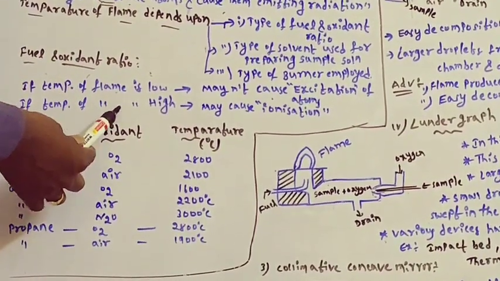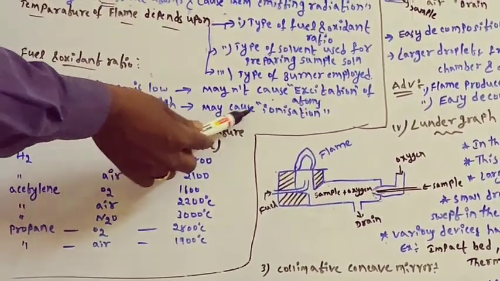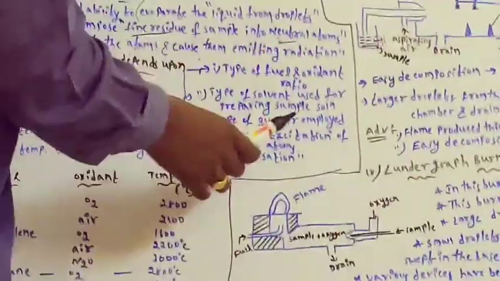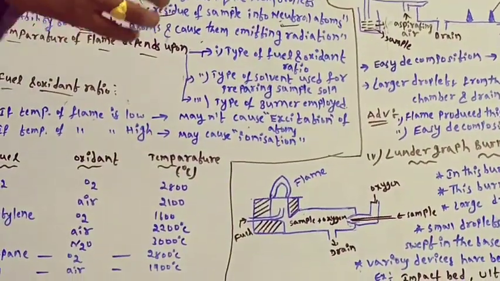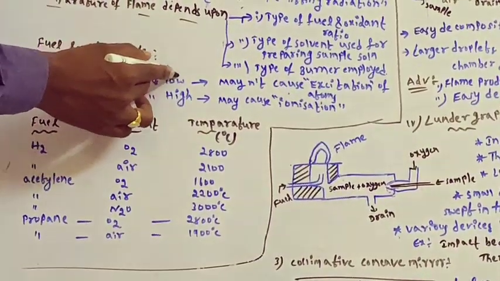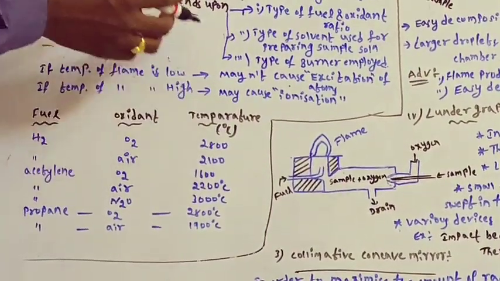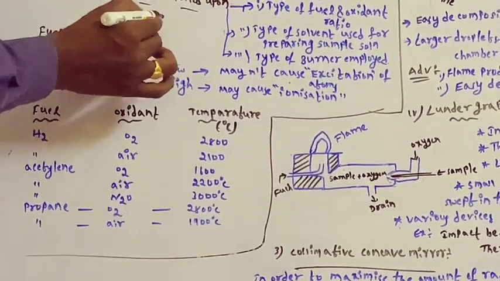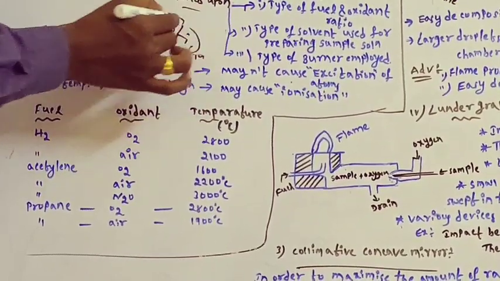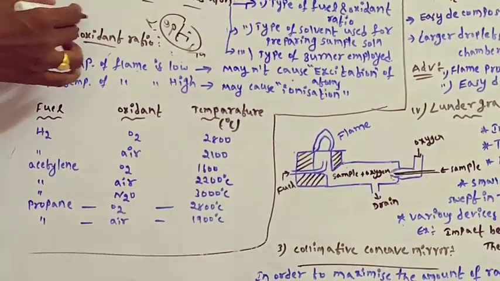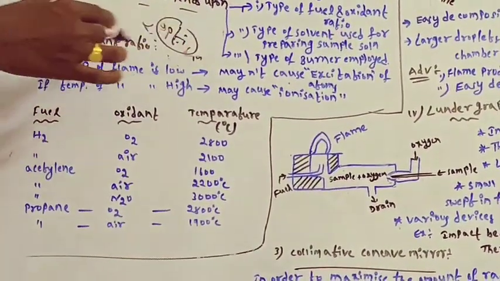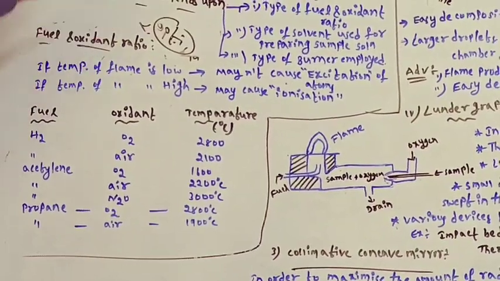If the temperature of the flame is high, it is also not good because it may cause ionization of the sample. Ionization is not wanted here; the sample should be converted into neutral atoms. So if the temperature of the flame is low, that is not good, and if it is high, it is also not good. To maintain the optimum temperature of the flame, a selective combination of fuel and oxidant should be used.